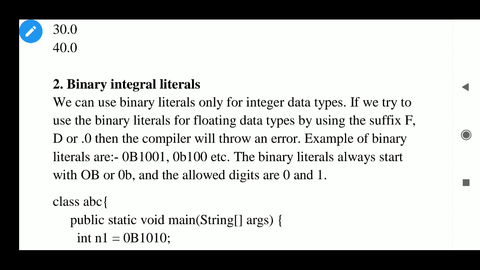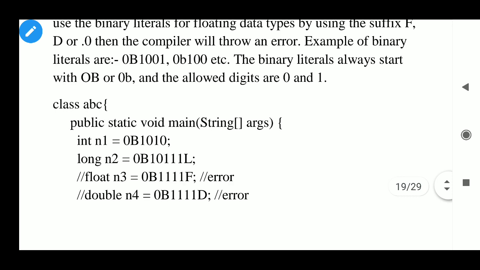Examples of binary literals are 0B1001, 0B100. So it starts with 0B. The binary literals always start with 0B or 0b, small, and the allowed digits are 0 and 1. Example you can see here. int n1 is equal to 0B1010. Do you know what is 1010? If we write in binary 1010, what is the value of 1010 in decimal? We have to convert it. That is 10. So 10 is assigned to n1.